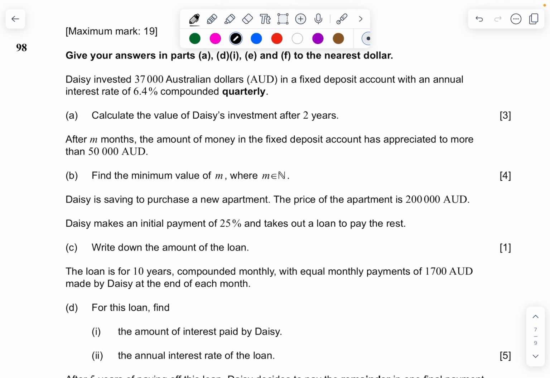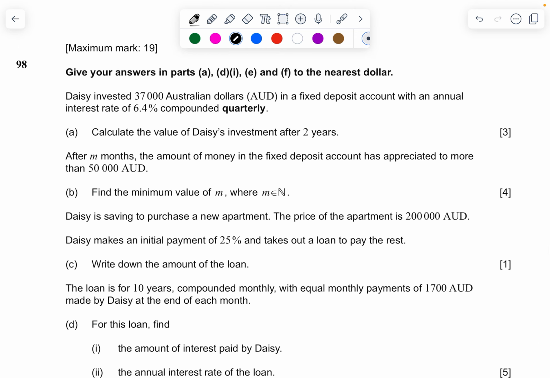Question number 98. Daisy invested 37,000 Australian dollars in a fixed deposit with an annual interest rate of 6.4 compounded quarterly. Calculate the investment after 2 years. So in that case, n is going to be 8 because 2 times 4 is 8.